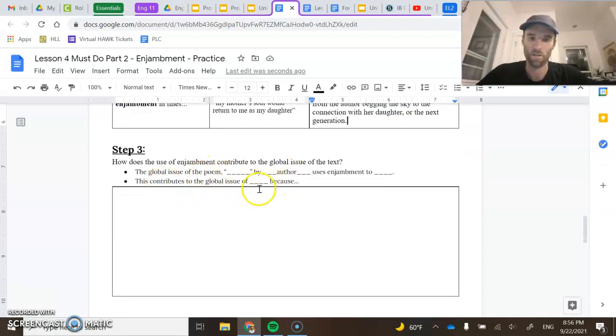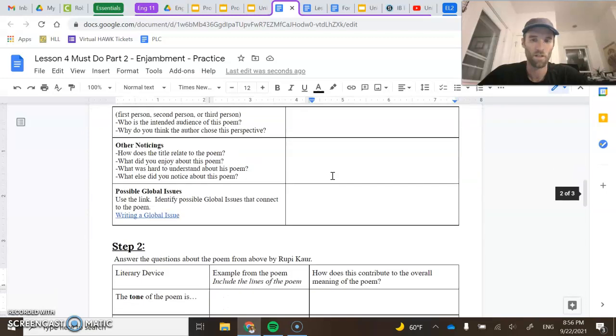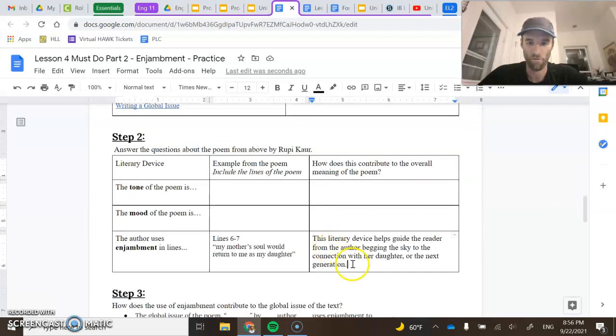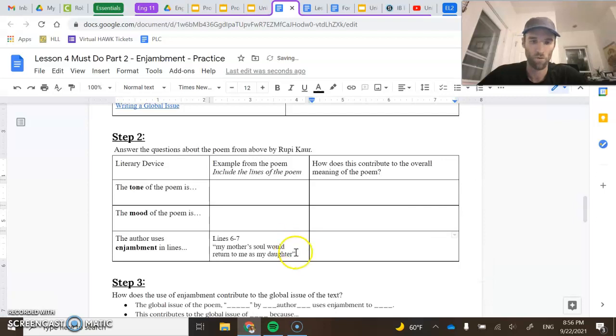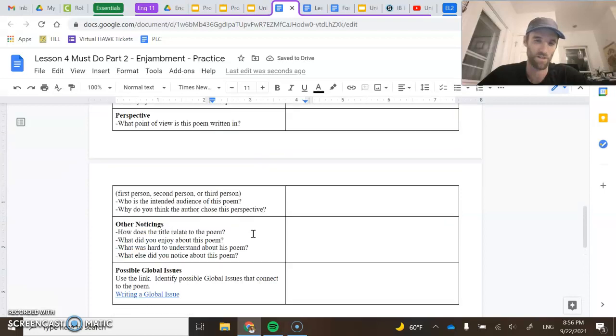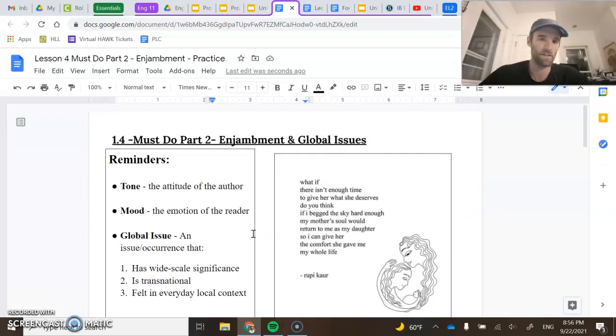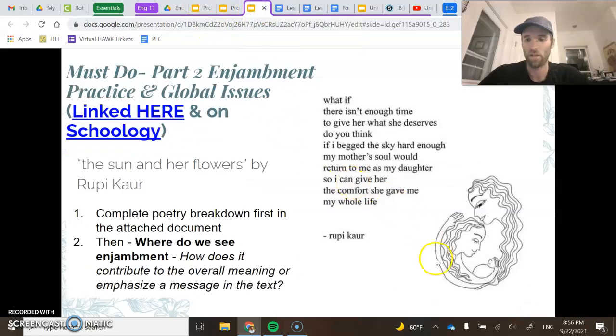Once you get to the global issues, you can speak to how she uses enjambment to address the global issue in the poem as well. All right, so this enjambment will become a part of your poetry breakdowns. Now that you know that enjambment is the unnatural, I would say unnatural, separation of phrases and sentences into different lines in the poem.